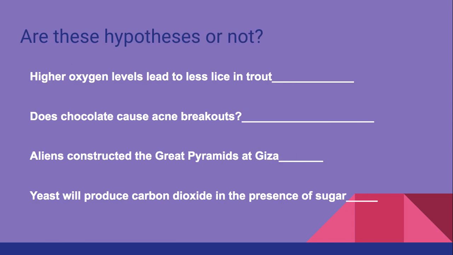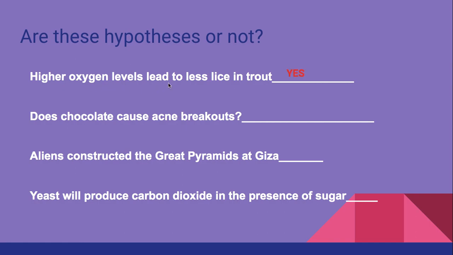All right. So let's do a quick little check on that. See if we can figure these out. You don't have to write these down, but I want you to answer, are these hypotheses or not? And if they're not, why are they not? All right. So we have our first one. Higher oxygen levels lead to less lice in trout. Is that a hypothesis? The answer is yes, it is.